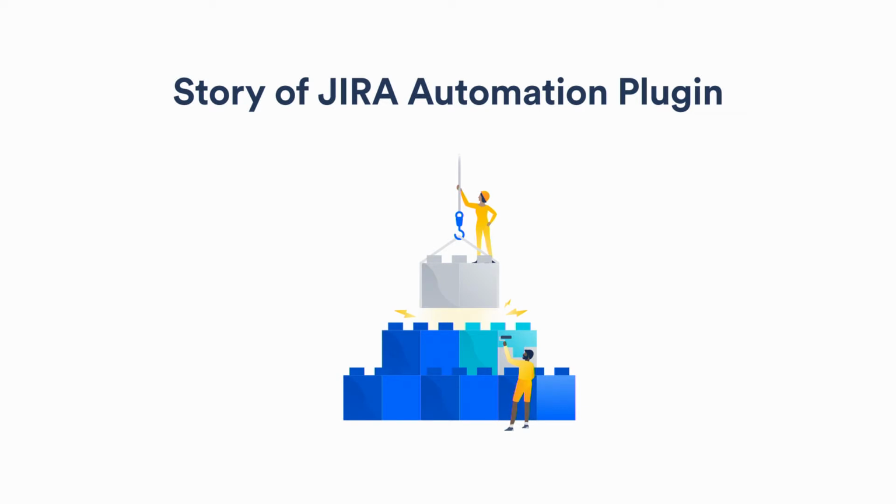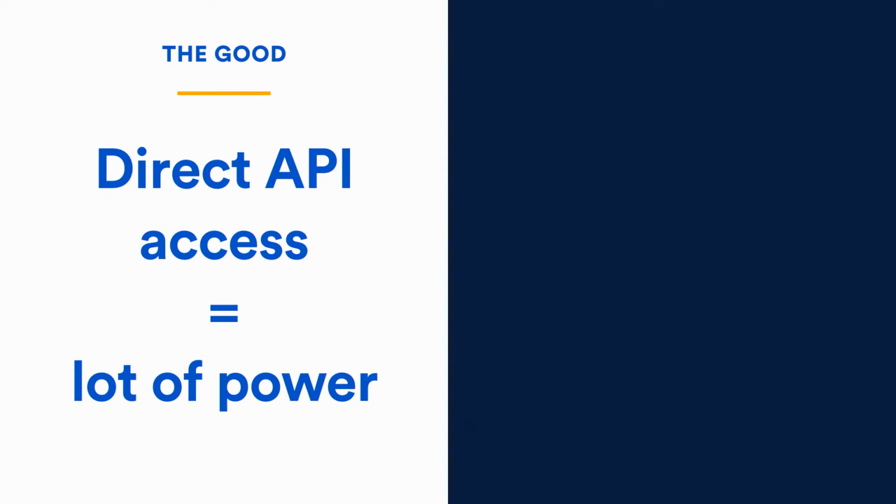It was, I think, when JIRA 5.2 was released, and we used a lot of direct Java APIs to access the functionalities we needed. That gave us a lot of dev speed, a lot of power to do things that were maybe more difficult to do from other tools.